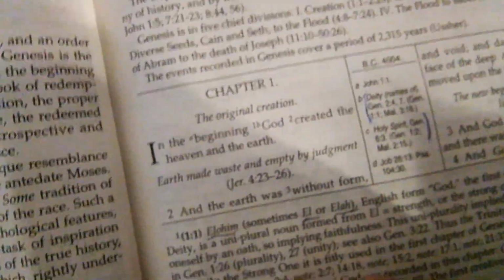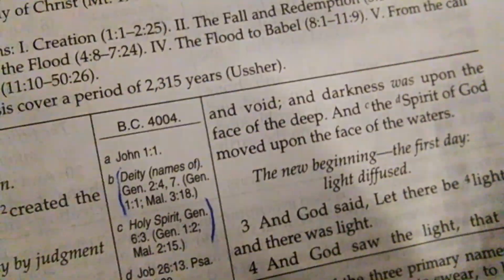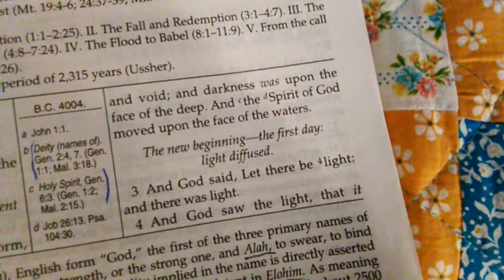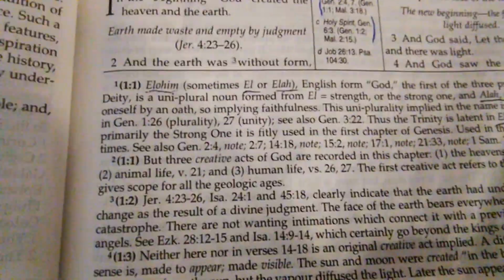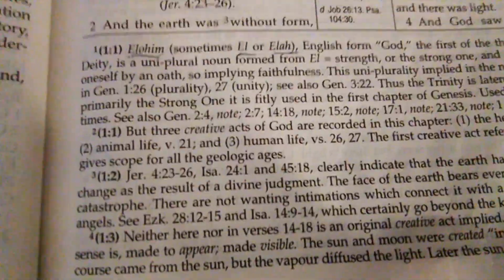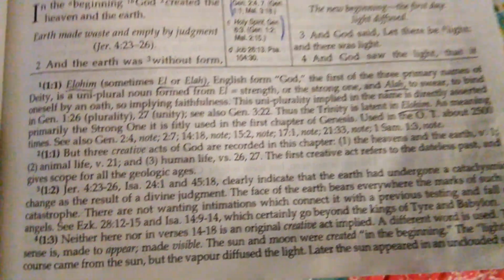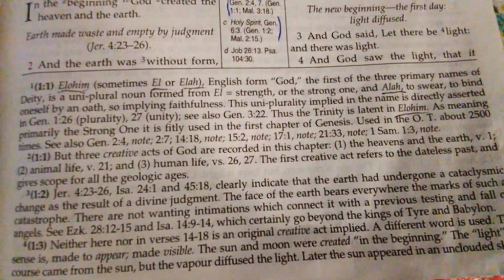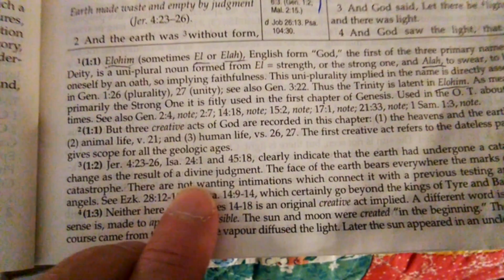Let's go to the next verse. I guess we skipped the page. And the earth was without form and void, and darkness was upon the face of the deep. Okay, so if you've got the earth which was dark and without form when God already created it, how did it get that way? Well, here's what he says in a note. For example, there are cross-references here. Clearly indicates that the earth had undergone a cataclysmic change as a result of divine judgment.